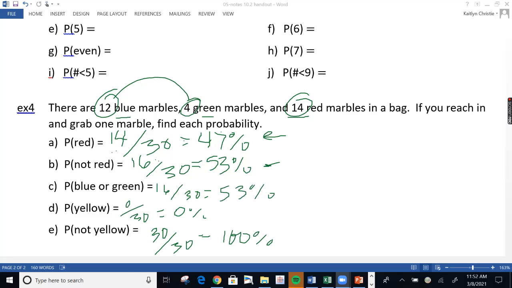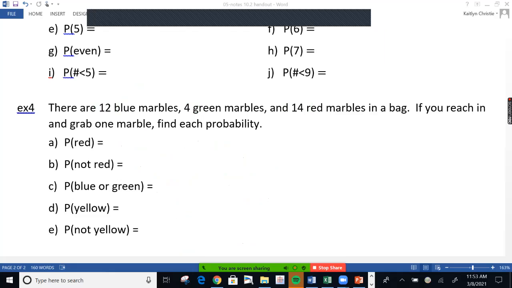And here are your 3 answers. Saying the probability of blue or green is the same thing as saying the probability of not red, so those are actually the same answers. The probability of yellow: we don't have any yellow marbles, so it is 0 out of 30, or a 0% chance. The probability of not yellow is everything else. So blue, green, and red are all not yellow, so it's 30 out of 30, which is 100%.